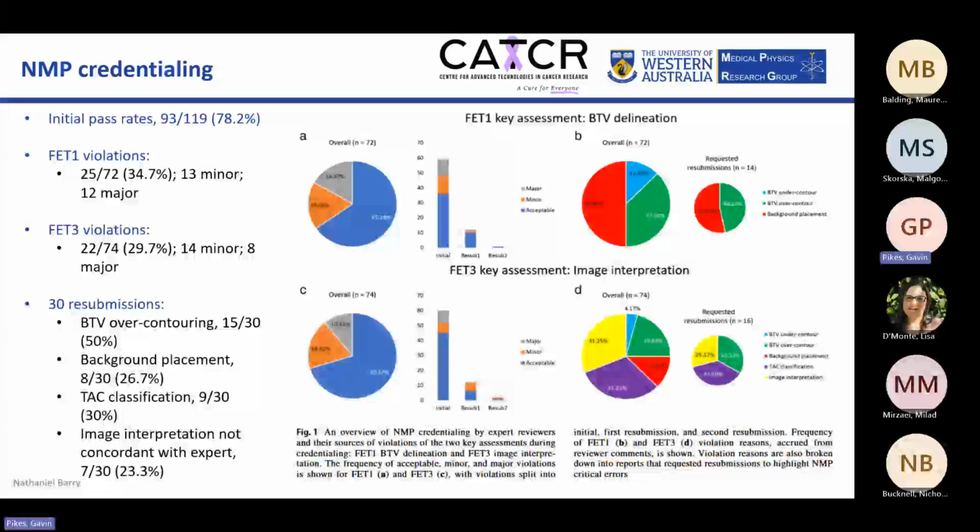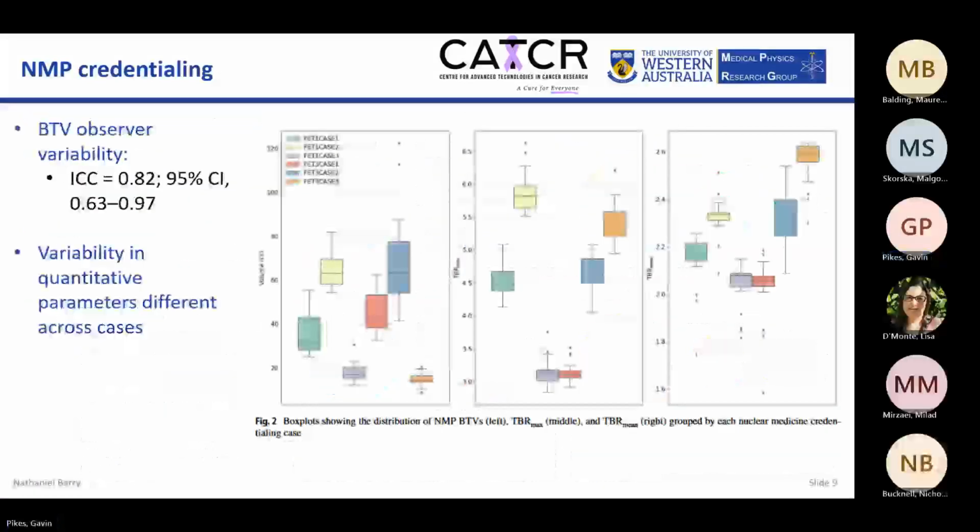And the most common causes were BTV contouring, background placement, but also time activity curve classification for the dynamic analysis, as well as the image interpretation of being quite really expert in that FET3 time point.